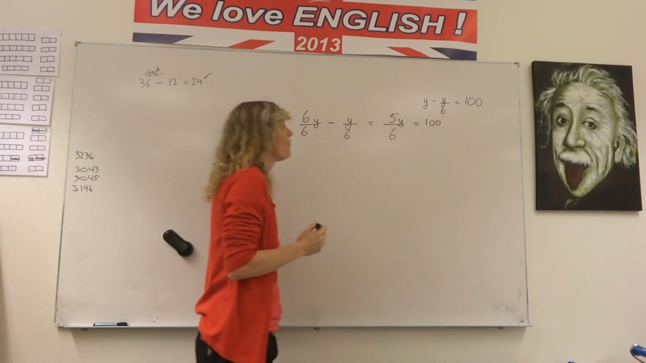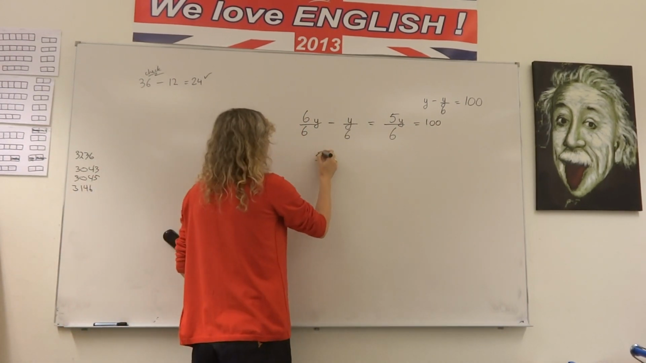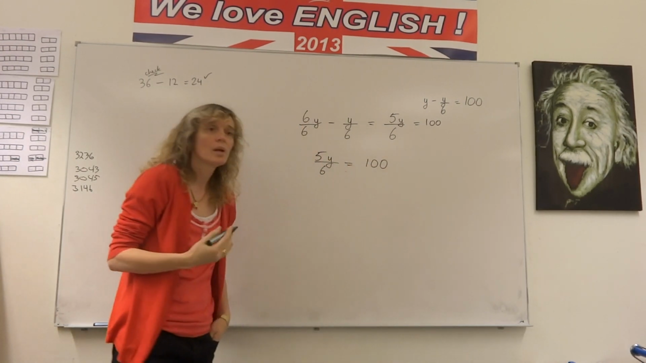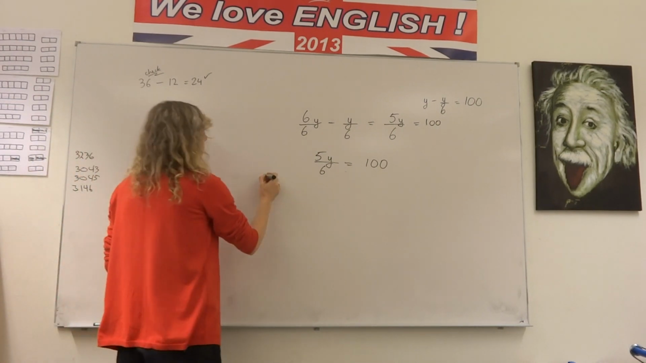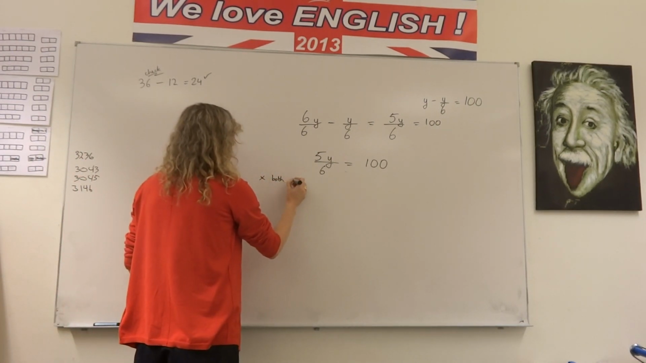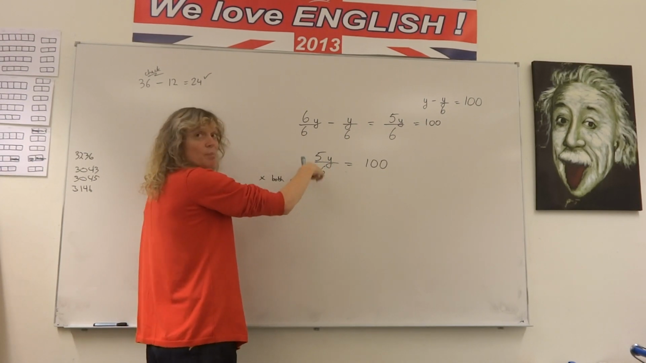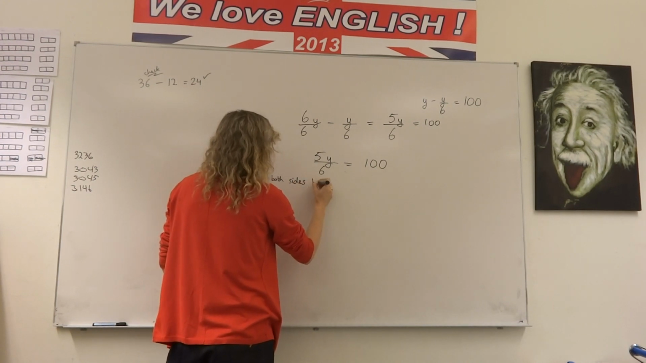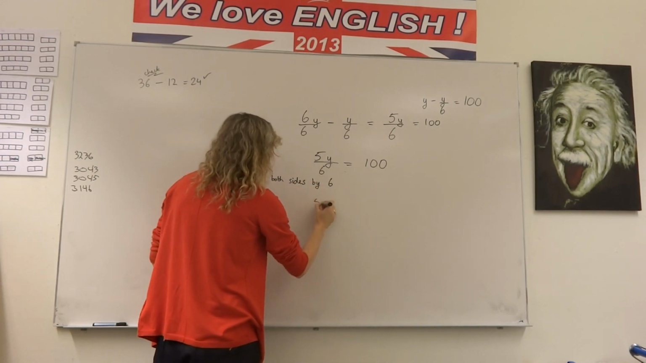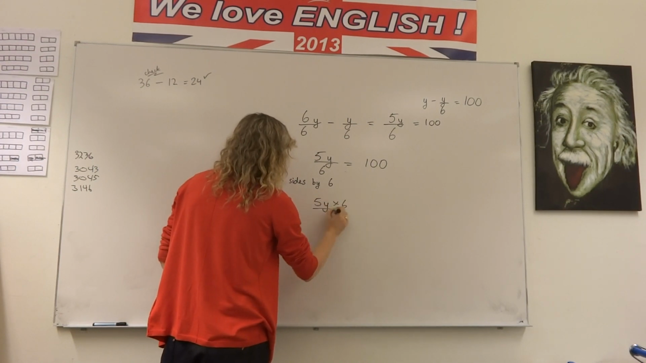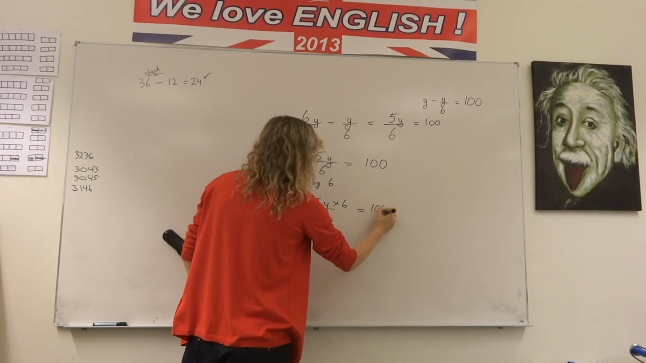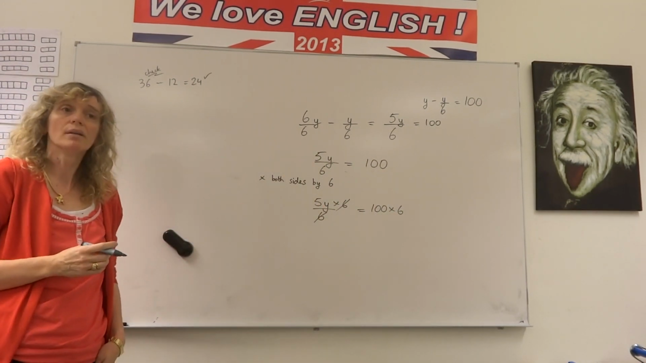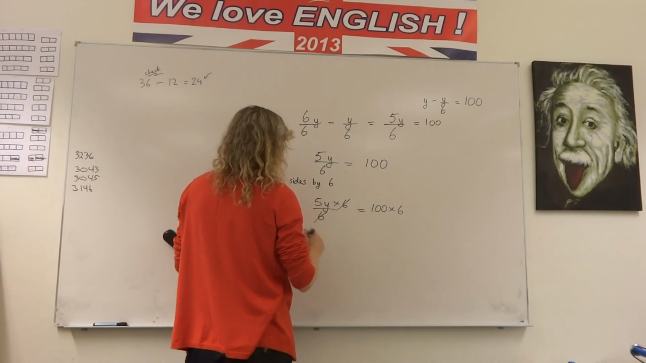But we know that that equals 100, because that's what the question told us. So now we know that 5/6 of y equals 100. Manipulating with algebra again, we multiply both sides by 6 to get rid of the numbers around the y. We'd get 5y times 6 divided by 6 equals 100 times 6. The 6's here cancel. 6 divided by 6 is 1. We get 5y equals 600.